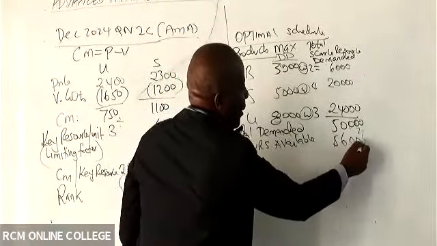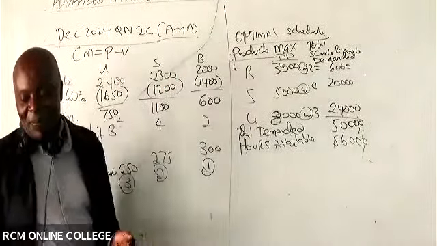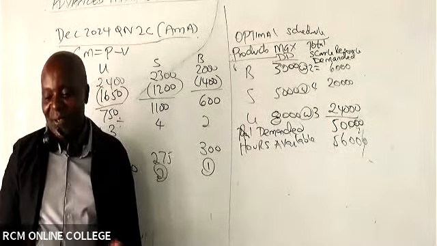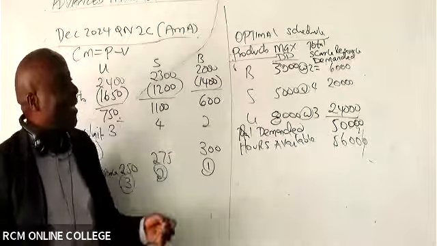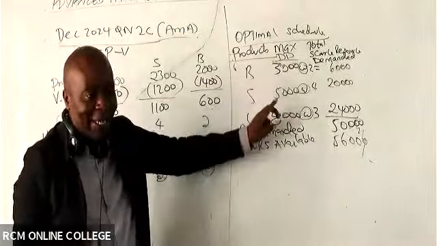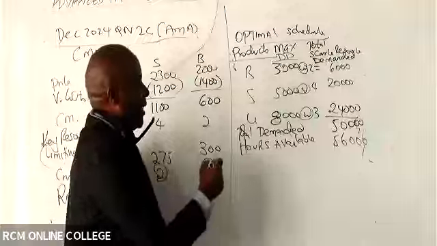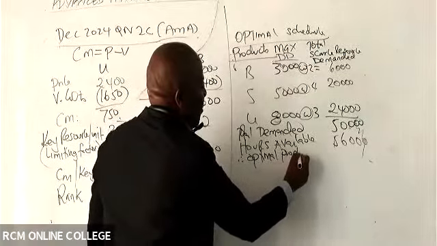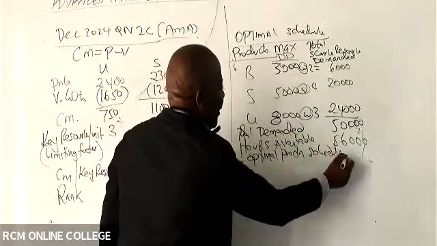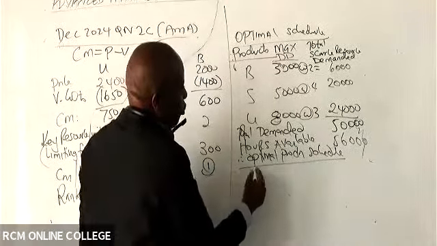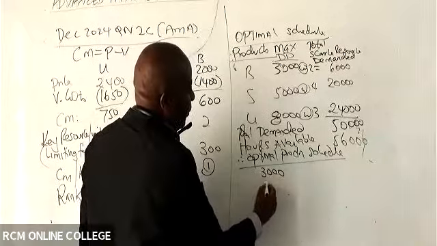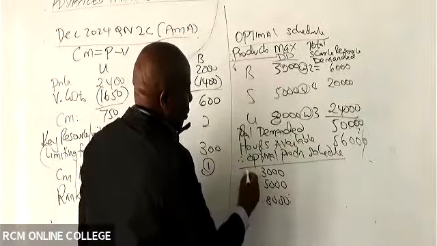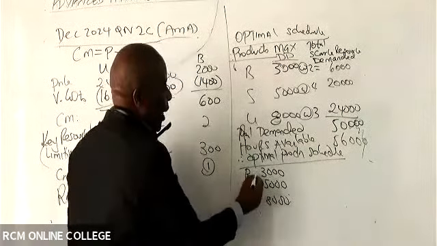So is there any scarcity? No scarcity at all. So in this case, whatever is being asked by the market is what we shall produce. So the optimal production schedule will be 3,000, 5,000 and 8,000, for B, S and then U like that.